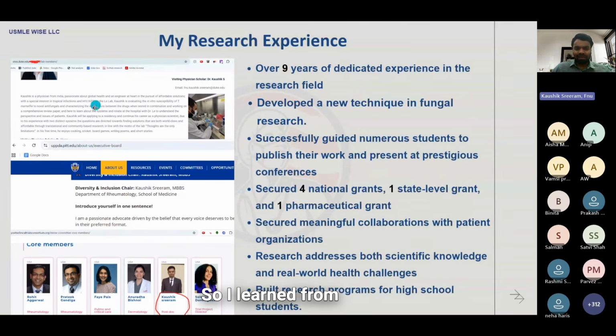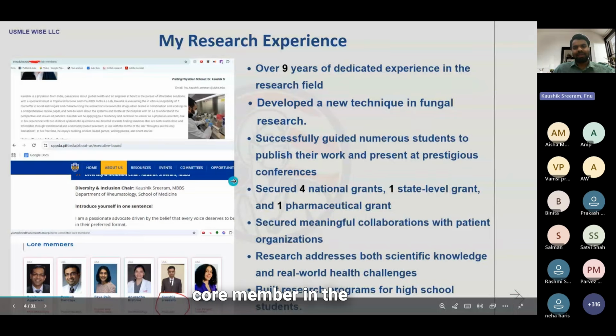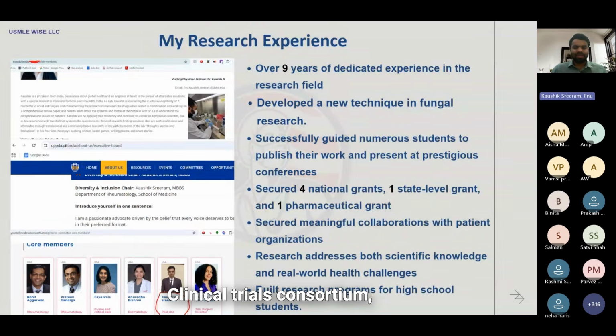So I learned from amazing mentors. My first meaningful research experience was 4 years ago with my mentor at Duke. Now, currently, I'm at the University of Pittsburgh and I am serving as the chair of the Postdoc Association over here. And I also serve as a core member in the Clinical Trials Consortium, specifically in myositis. So, this is a bit about me.